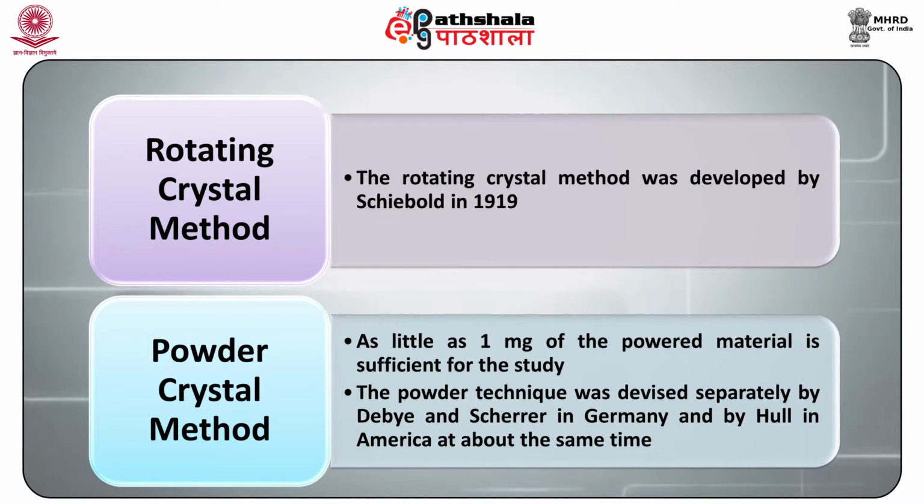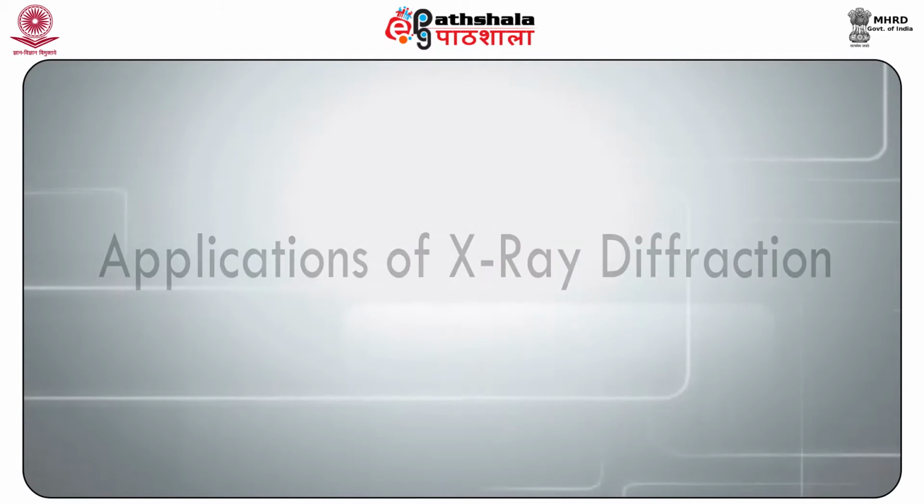Rotating crystal method. The rotating crystal method was developed by Schiebold in 1919. Powder crystal method. In the rotating crystal method, a single crystal is necessary whose size is not larger than microscopic dimensions. However, in the powder method, as little as 1 mg of the powdered material is sufficient for the study. The powder technique was devised separately by Debye and Scherrer in Germany and by Hull in America about the same time.